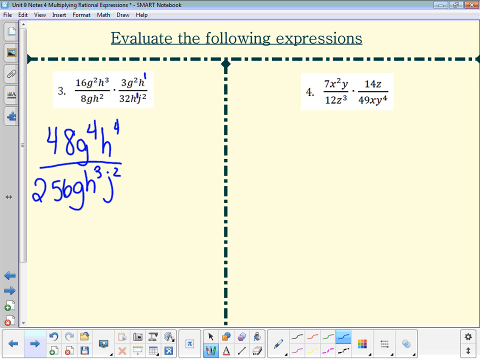Okay, and then I want you to go ahead and try number 4 on your own. See if you can do that. Remember, you're going to multiply coefficients and you're going to add exponents of only things with the like bases. Make sure they're like bases.